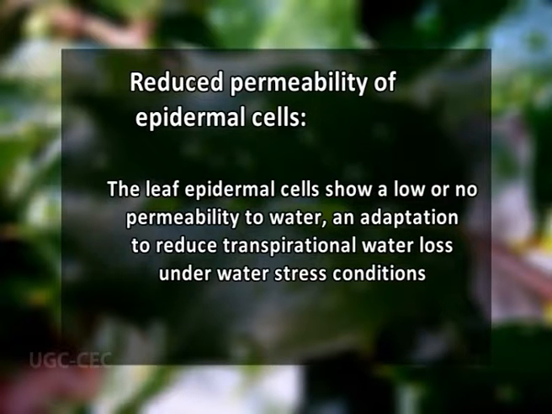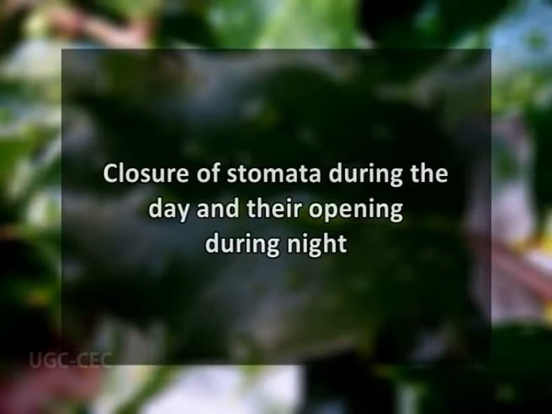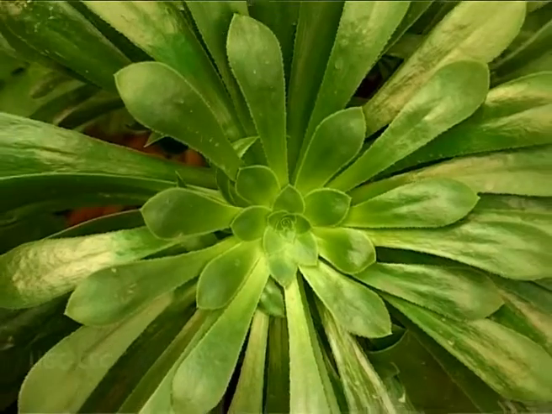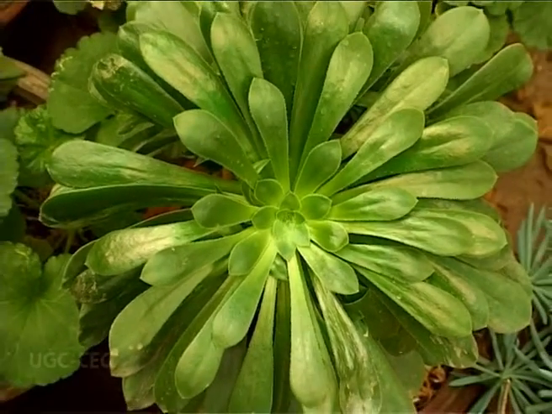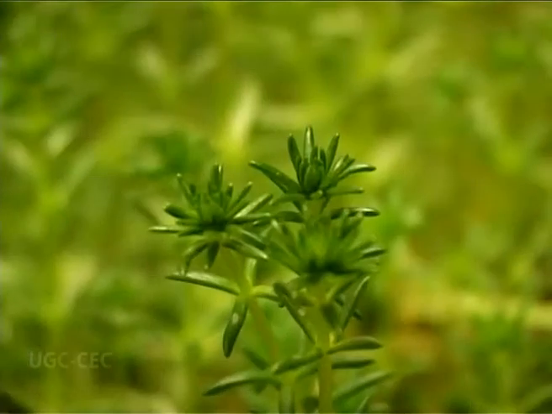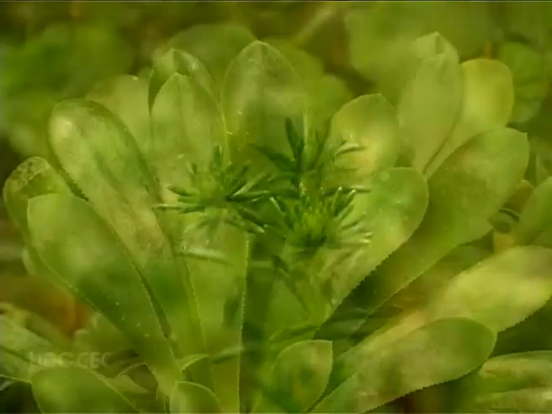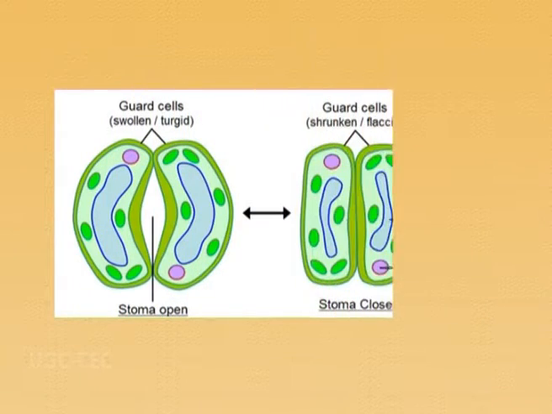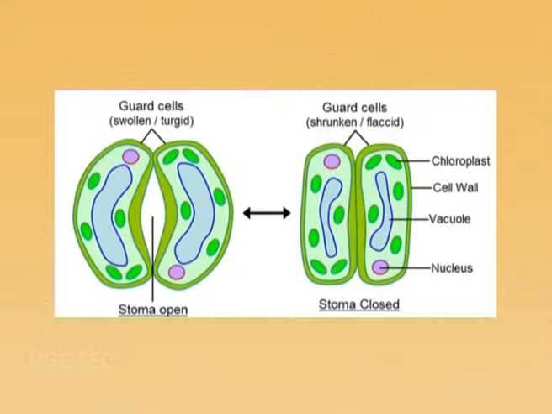The second adaptation is the closure of stomata during the daytime and their opening during the night time. The leaf adaptation to water stress reaches its maximum in CAM plants, where water stress has led to the evolution of a wonderful physiological mechanism or adaptation to water loss. The stomata in this group of plants open during cool night hours and remain closed during the day to reduce the transpirational water loss.